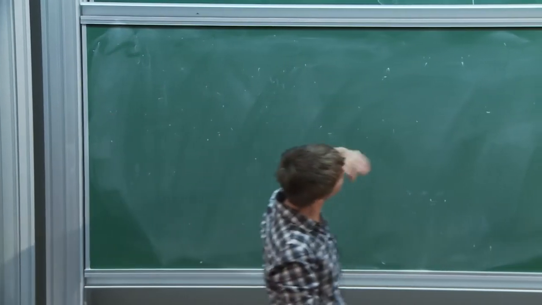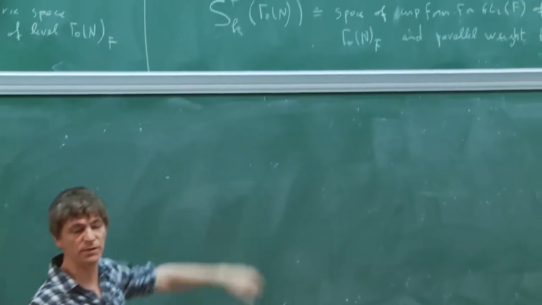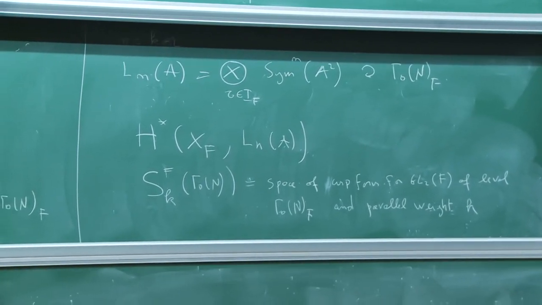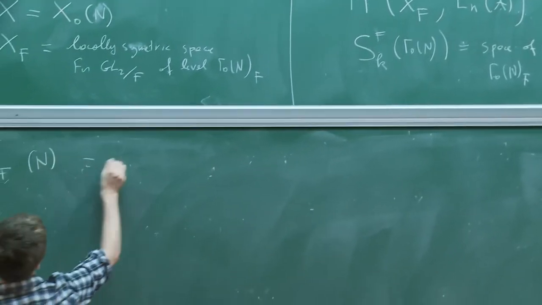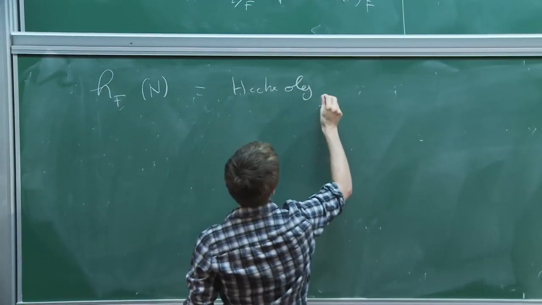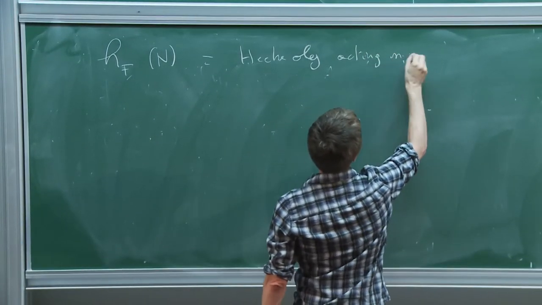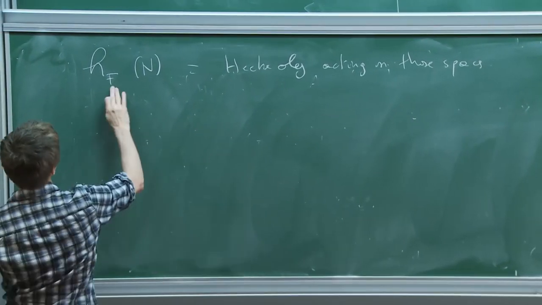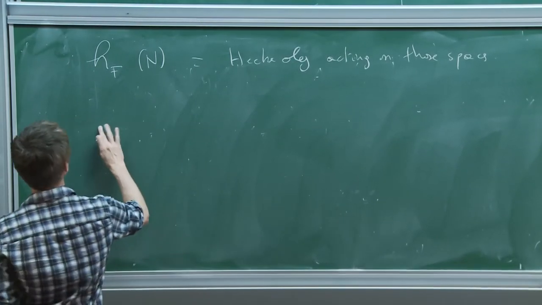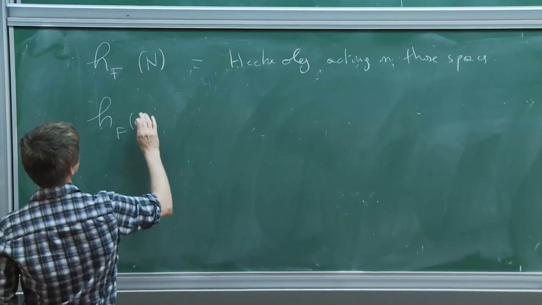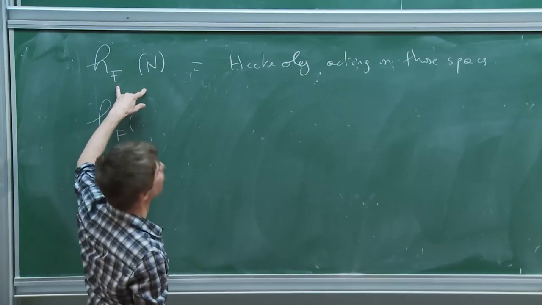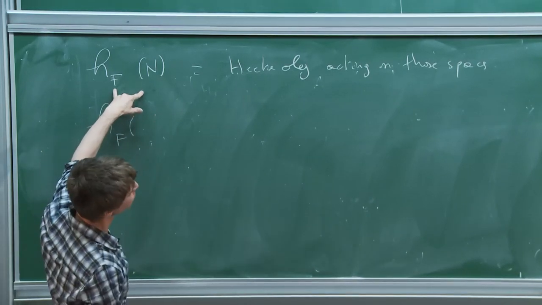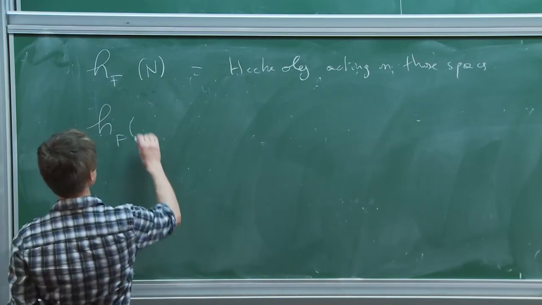So we can define spaces, and we can define Hecke operators acting on those spaces. So at HF, and so the Hecke algebra acting on those spaces. Here we have only Hecke operators away from n. So it's just a spherical Hecke algebra, a tensor product of spherical Hecke algebras at places not dividing n.